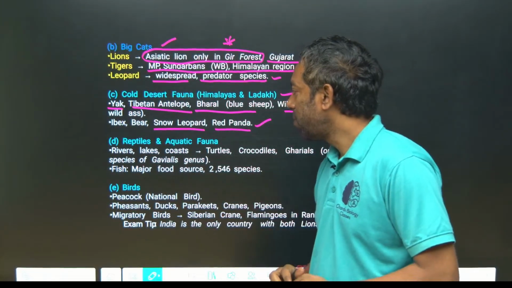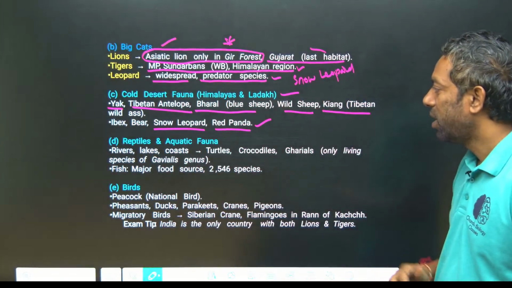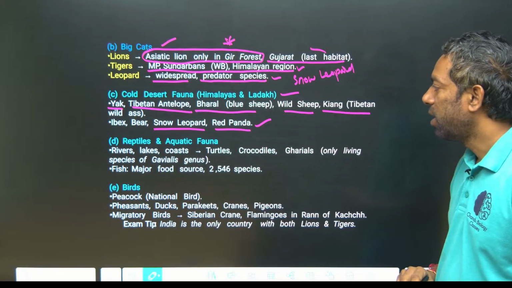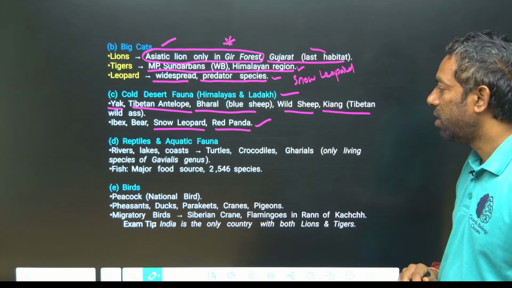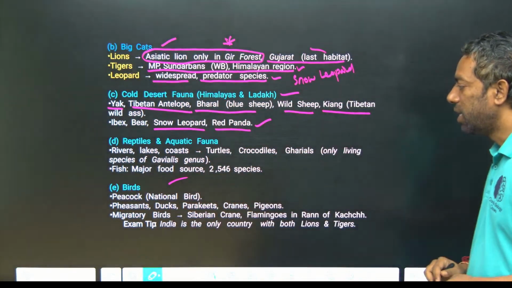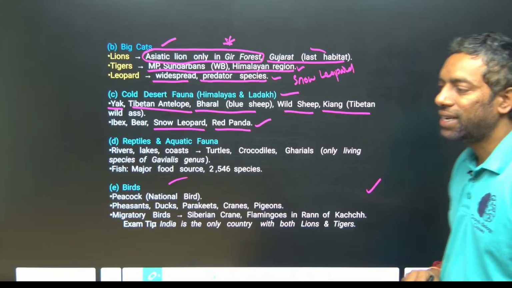Reptiles and aquatic fauna. Reptiles, of course, turtles, crocodiles, gharials are there. Fishes, and birds like the peacock, the national bird. Okay, yeah, these are the biodiversity in India, guys.